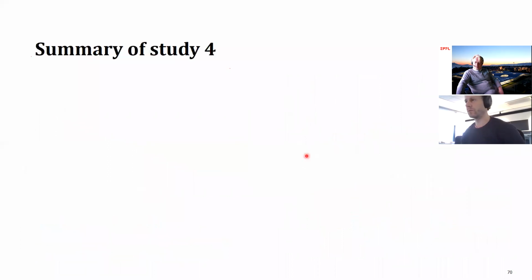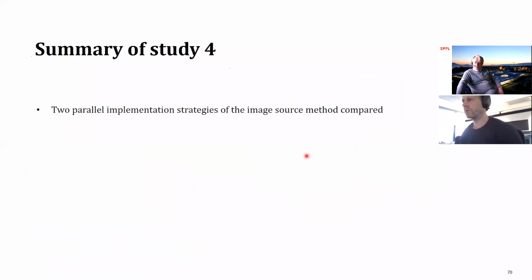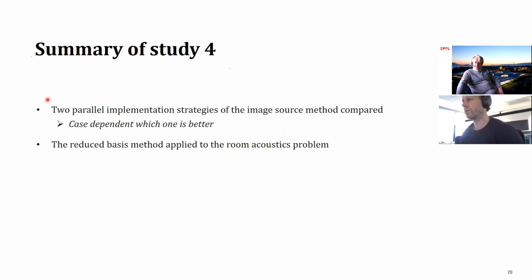Okay, so to summarize study number 4, this part I didn't touch upon at all, but this was paper P7. There we compared two parallel implementation strategies of the image source method. So this is work towards our long-term vision of creating a geometrical acoustics and wave-based hybrid model where we sort of get the best of both worlds. But we found that it's case dependent which one is better.